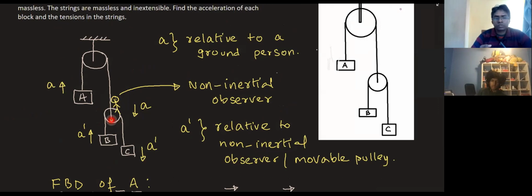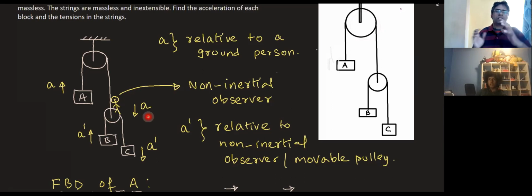So there are two ways. If you don't want to use a non-inertial frame, then you can get the acceleration relative to ground. So what is the acceleration of B relative to ground, in terms of A and A prime? It's going to be A prime minus A, right?